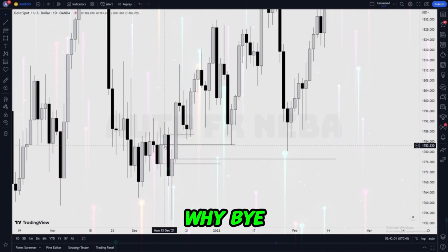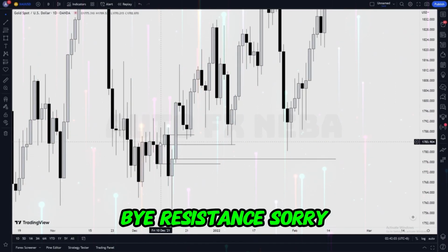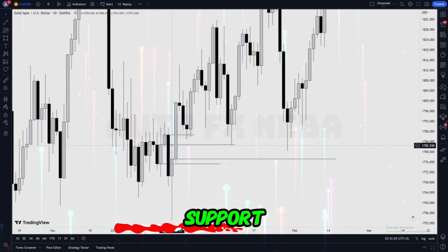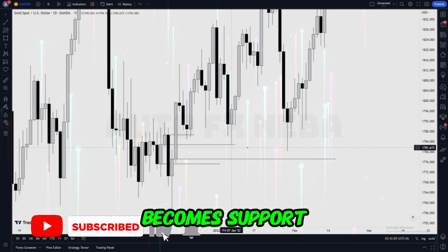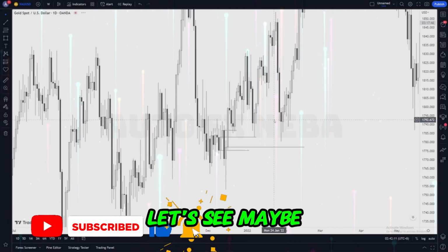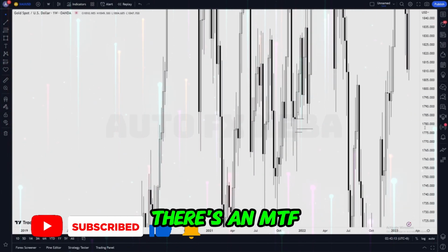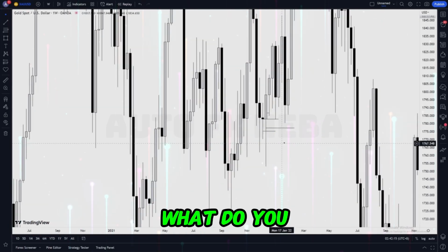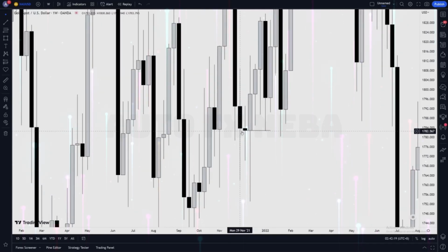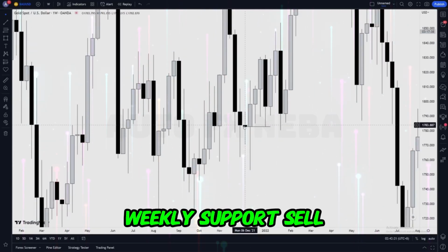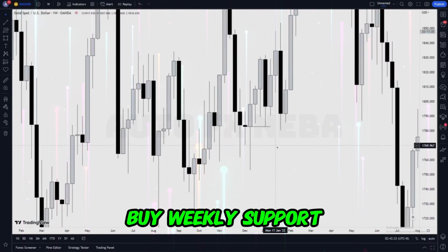Buy, support. Breaks that, becomes resistance. Breaks that, becomes support. Let's see, maybe there's an MTF. I don't think there's an MTF. What do you know? Weekly support. Sell, buy. Weekly support.